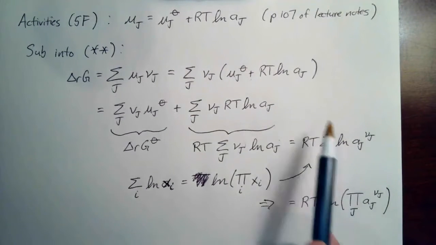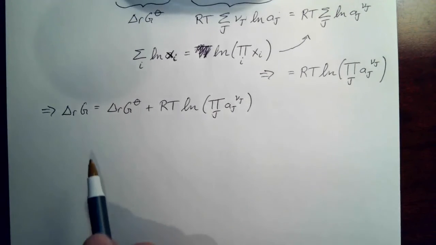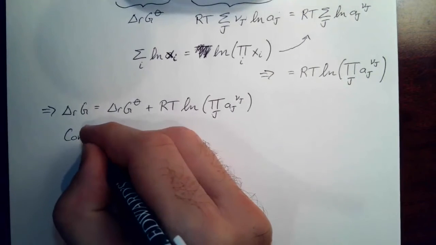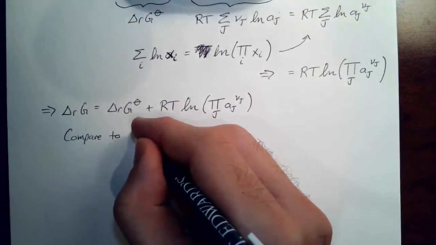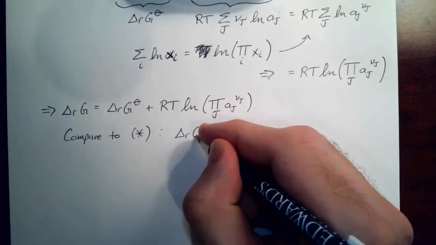Okay, so let's put all of this together and get a formula for ΔrG. All right, so here's what we ended up with. And now we're going to compare this to the equation that I called star a while ago, which looked like this.